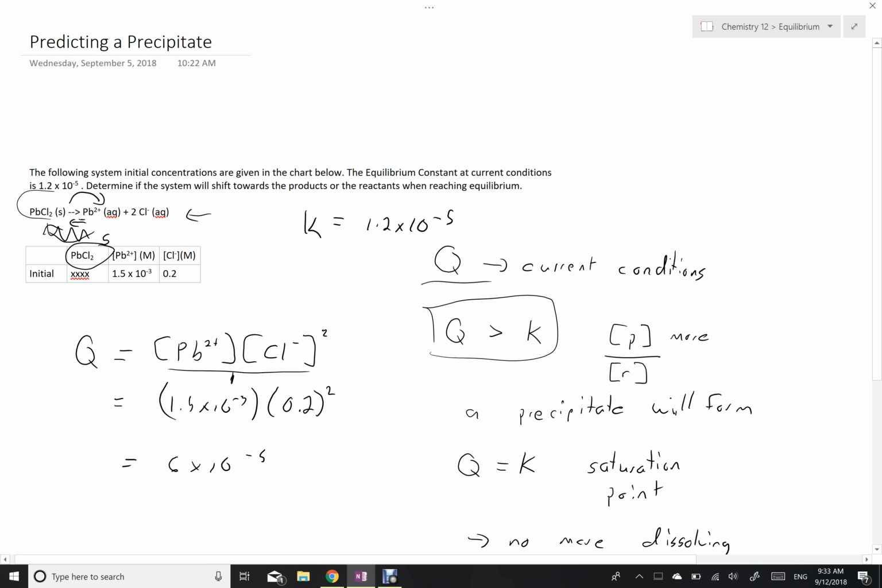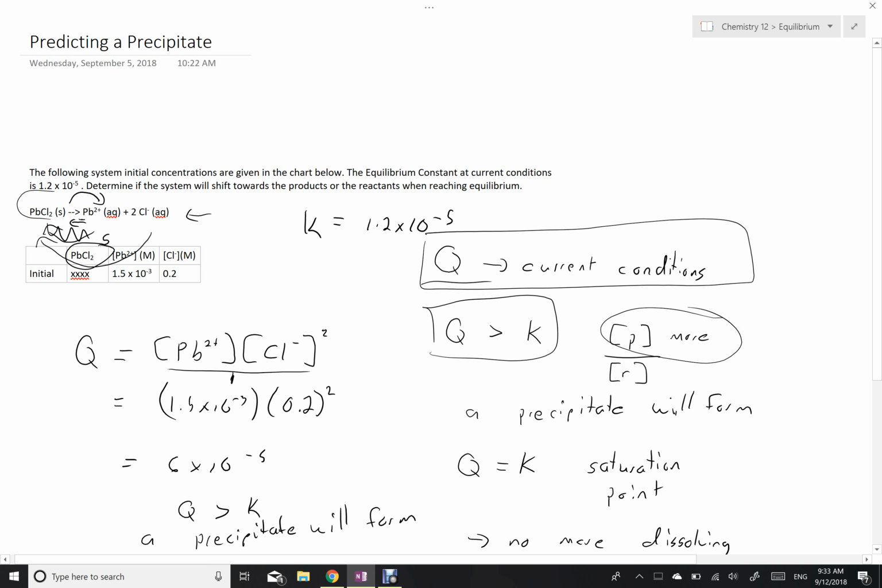So at the current condition, my Q is greater than my K, which means I have more products than I should have, which means this reaction will shift backwards to the reactants, which means a precipitate will form. So that's how we can use the equilibrium quotient, or the current conditions, to predict whether or not a solid will form in a liquid based on whether we are above the saturation point or below the saturation point.